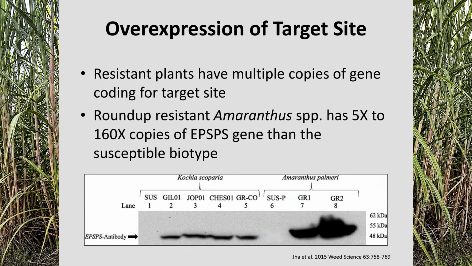And I'll show here, in Palmer amaranth, this is some work done by Dr. Prashant Jha. He's a weed scientist at LSU, and this was done in 2015. If you look at the bottom figure, you have your susceptible population here and the glyphosate resistant population. Roundup resistant Palmer has 5 to 160 times the copies of that EPSPS gene than the susceptible biotype. So this is an example of target site overexpression.